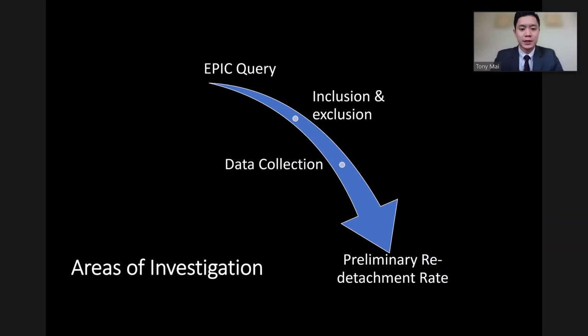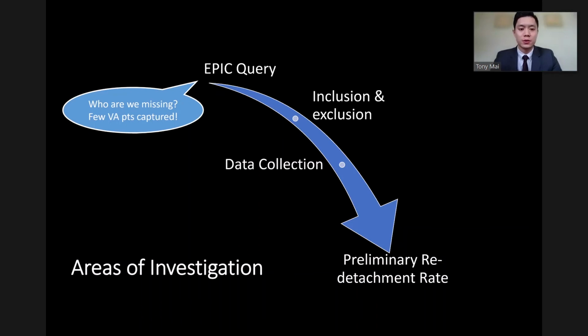So first is the Epic query, where I can ask myself, are we missing people by just using the CPT codes? Was that method correct in the first place? I know just by going through the data that very few patients, VA patients, were captured. And working at the VA myself, there were many more retinal detachments and retinal tears and holes that were repaired at the Moran that were not captured just using this method. So I'll hopefully be working with the billing and the retina department on finding ways where we can improve this.